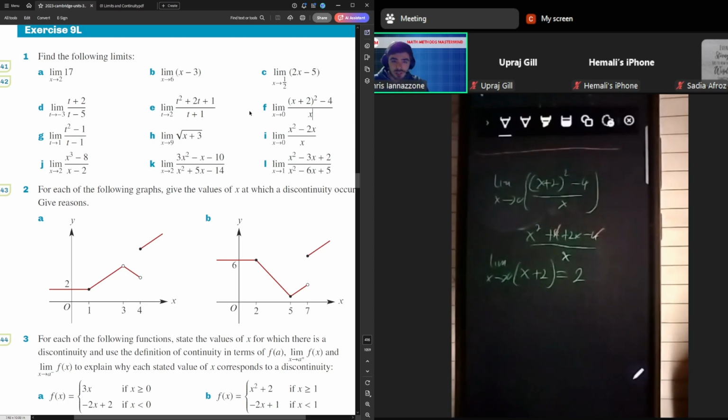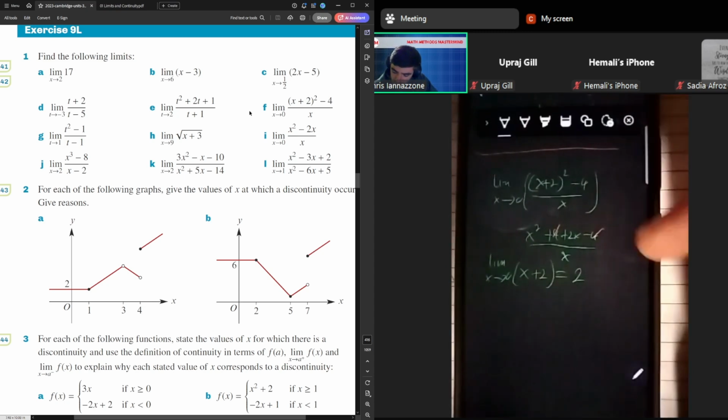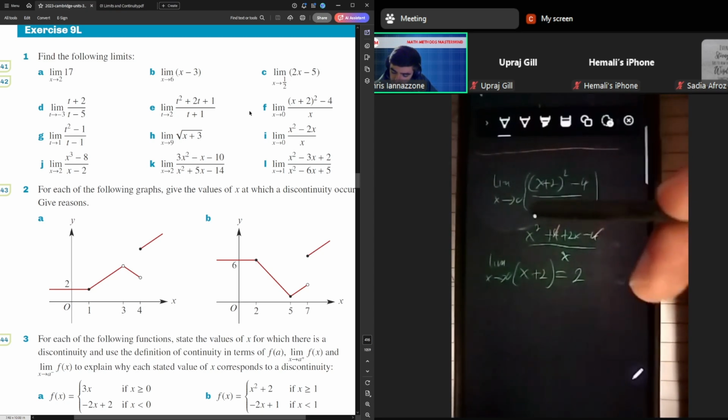But no, fair point even bringing that up. A lot of people won't usually think about being able to put things in and out of squares or roots. So I like that you're at least thinking about that. Quick question though. What is the value of the function at x equals 0?